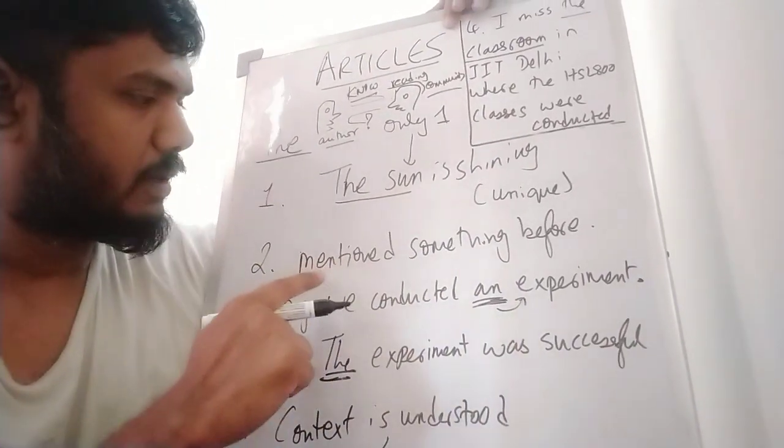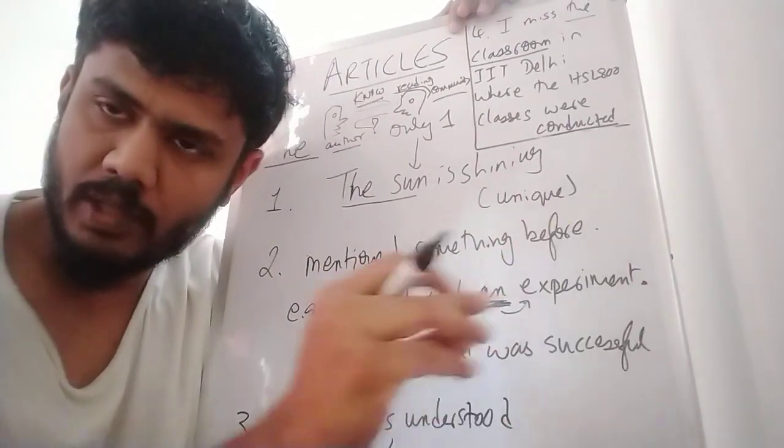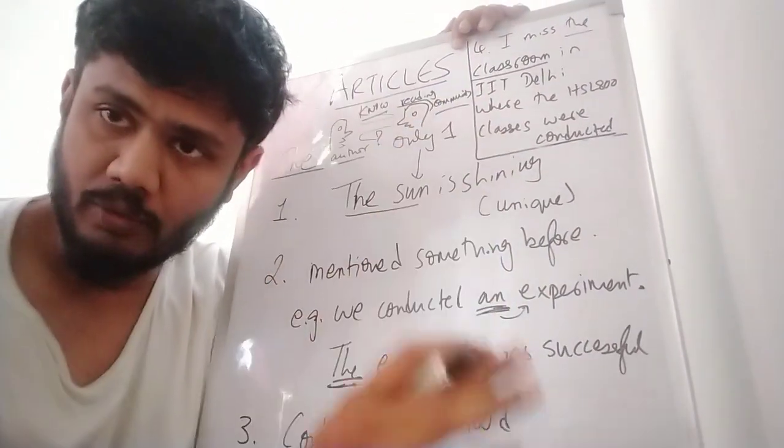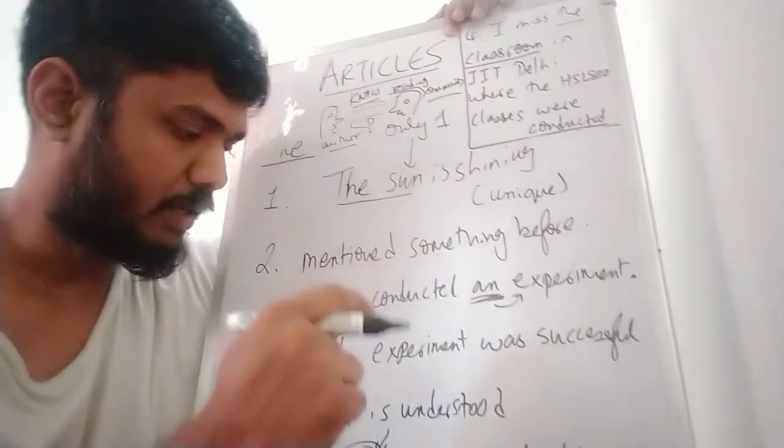The second one is, you've mentioned it before. Have I said this before in the paper? In the previous line, I've mentioned what I'm talking about? Sure. Then the reader knows what I'm talking about. I can use the, right?